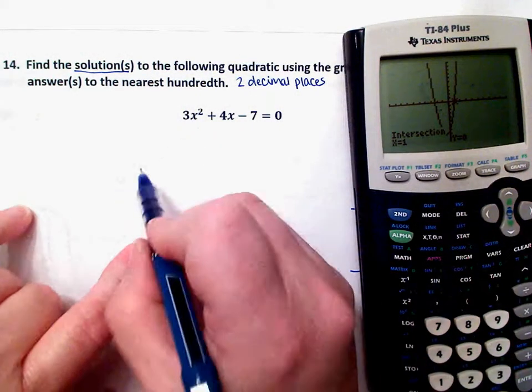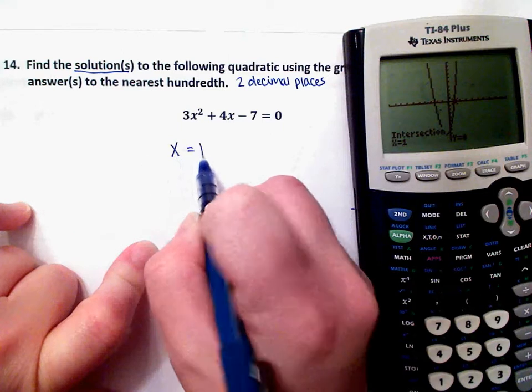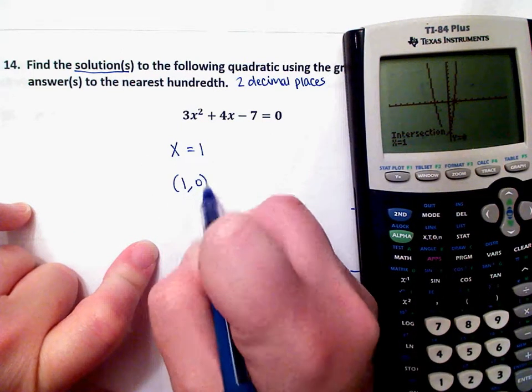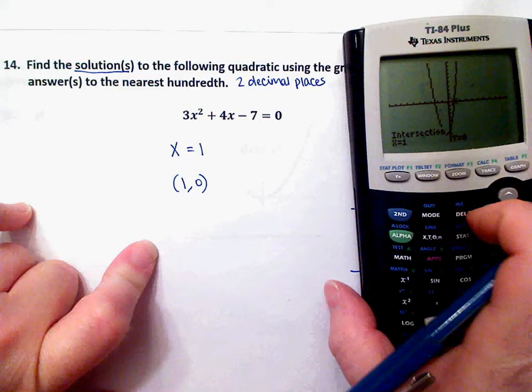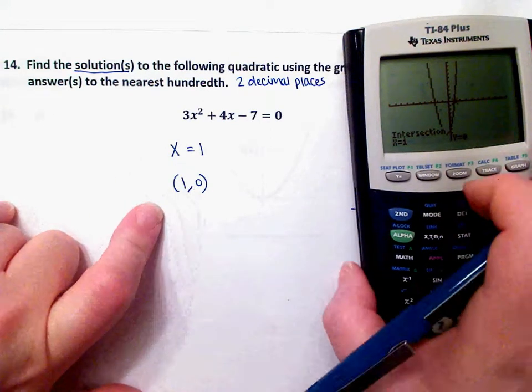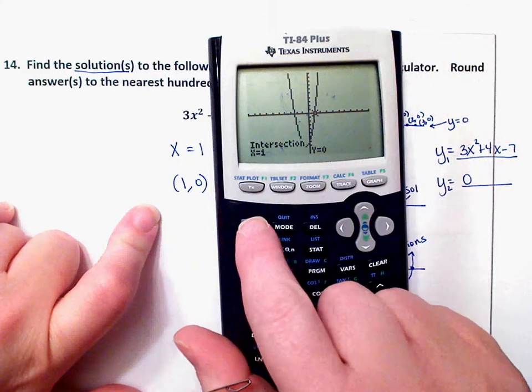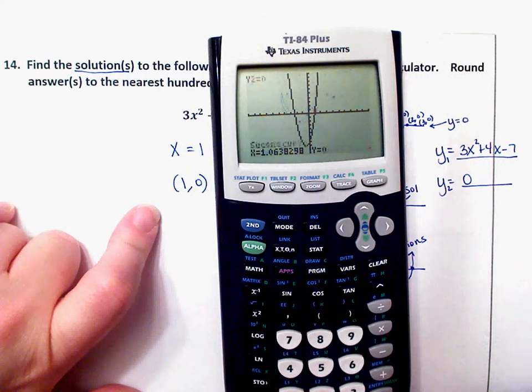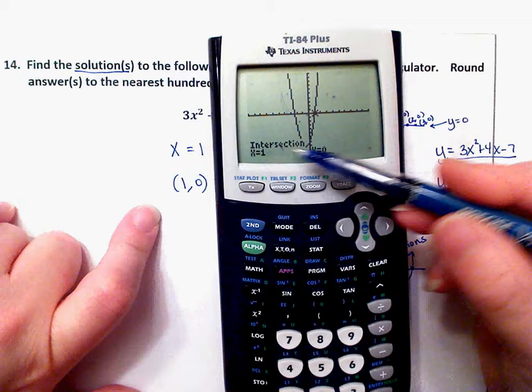So you can either say x equals 1, or you can give the whole point as the solution. The solution is the x part. The y is always going to be 0 for your solutions. Now to find the second one, you can't just do second trace 5, enter, enter, enter again. It's just going to keep giving you that same point over and over again.